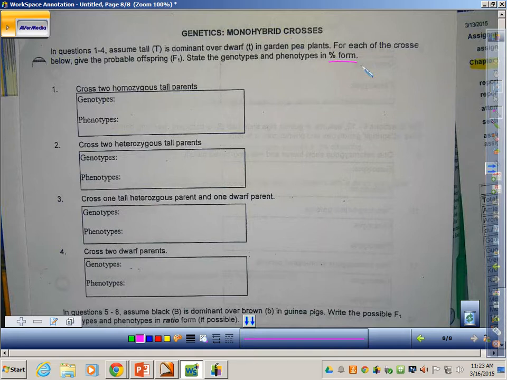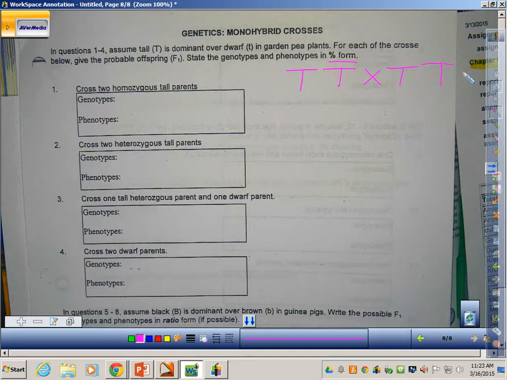So read that close. First part says cross two homozygous tall parents. Do I have to tell you that they're tall in this case? Why? Because tall is dominant. They could be homozygous or they could be heterozygous, right? So it says two homozygous tall parents. The first thing you do in any genetics problem is set up the mate cross. Anytime you see an X, that means there's a mating that occurs. So we're going to cross these two individuals. In this case, pea plants.